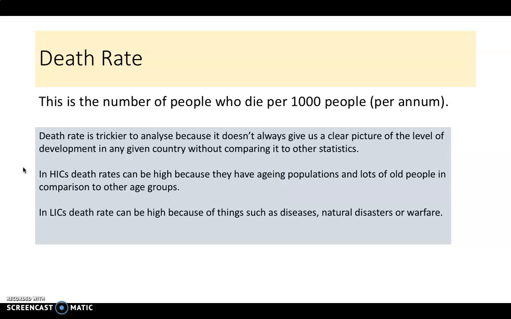However, in low-income countries, you might get a high death rate because you've got things such as diseases, natural disasters, or warfare, and that death rate is spread across a much greater range of age groups. So it might be more useful to look at something like life expectancy rather than looking at death rate.